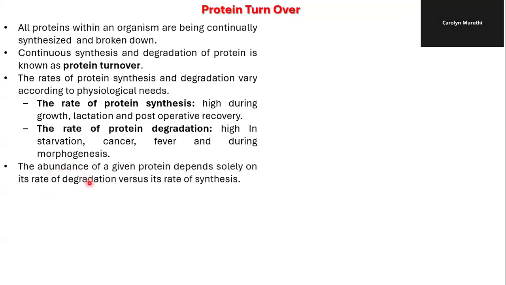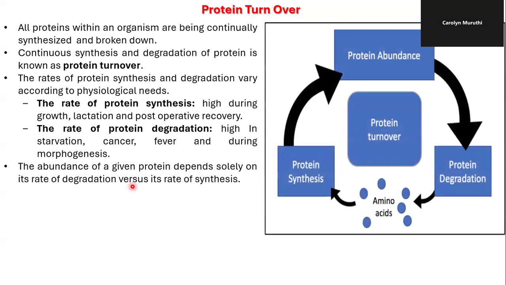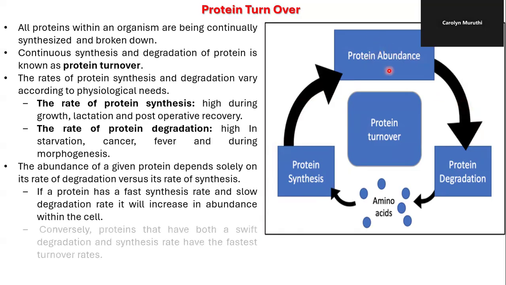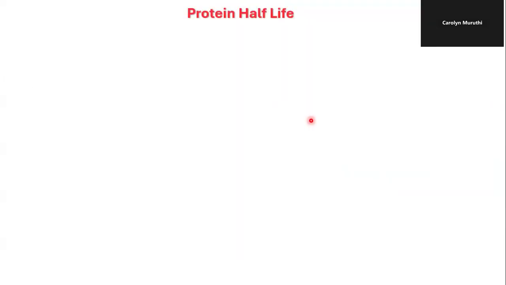Now, the abundance of a given protein depends on its rate of degradation versus its rate of synthesis. If a protein has a fast synthesis rate and a slow degradation rate, it will increase in abundance within the cell. On the other hand, proteins that have both a fast degradation and synthesis have the fastest turnover rates.